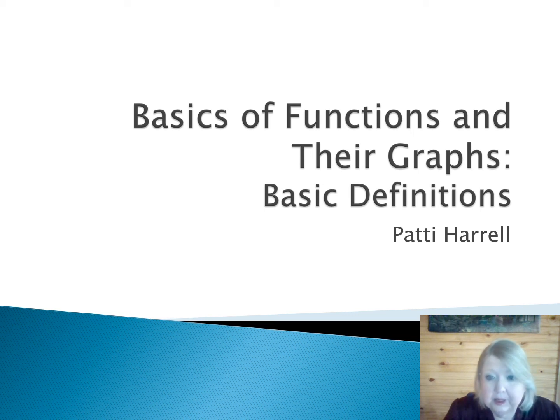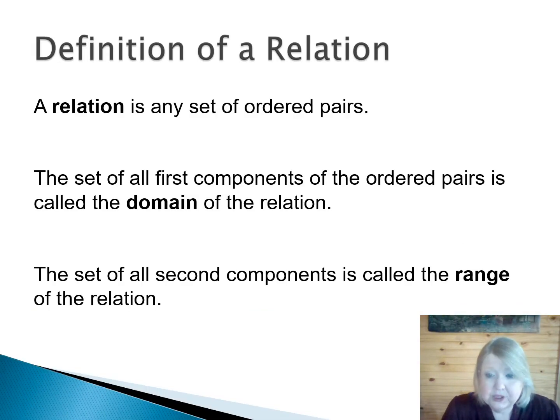In this video, we're going to pick up some of the most basic definitions for functions and their graphs. First, a relation. A relation is simply any set of ordered pairs. The set of all first components in the ordered pair is what we call the domain of a relation, and the set of all second components is what we call the range.